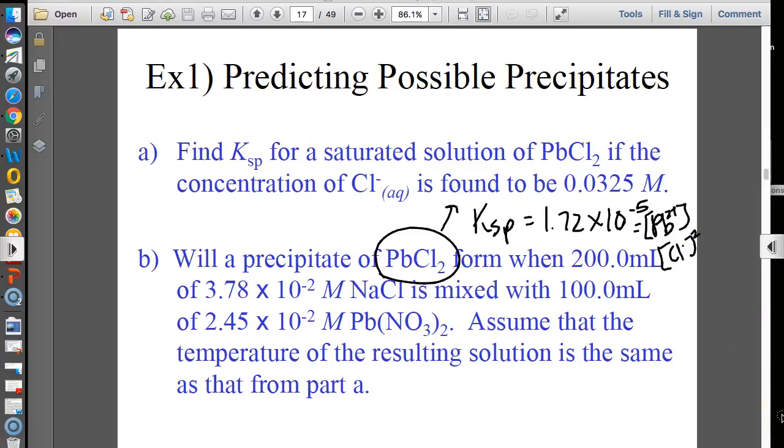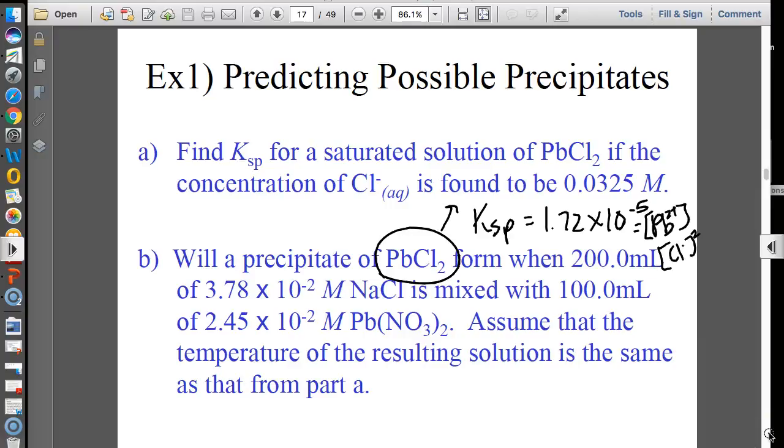So I just basically need to put in some numbers. I can't make it K, it'll be Q. Q is equal to the lead times the chloride squared. And then if Q is bigger than K, it'll go toward the precipitate side. If Q is less than K, I won't make a precipitate. So we have to get some molarities to put in here because it's not at equilibrium. I'm not about to make an ice table. I can't. It's not equilibrium.